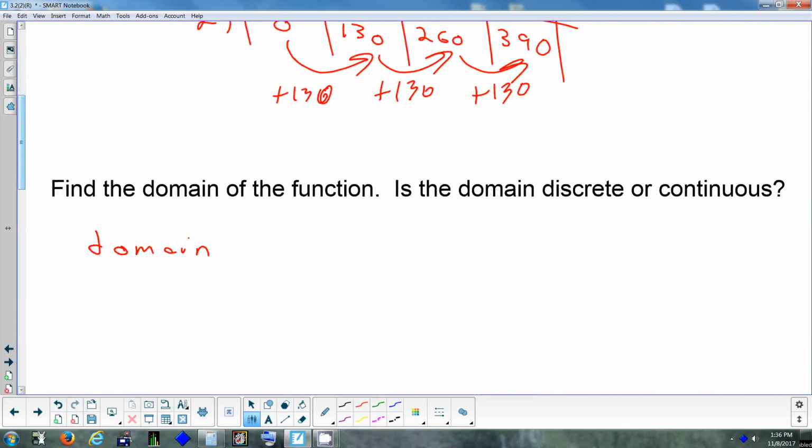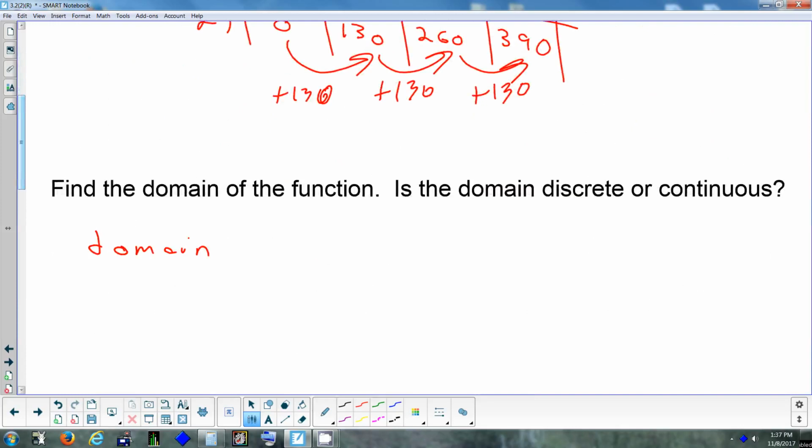So the domain, what did we say? What's the smallest amount of bars? 0. And the highest? Infinite. So that means you could eat any number of bars you want that's 0 or higher. There's no limit. So how would you write that? Any number that's 0 or higher. How would you say that? The number of bars is what?